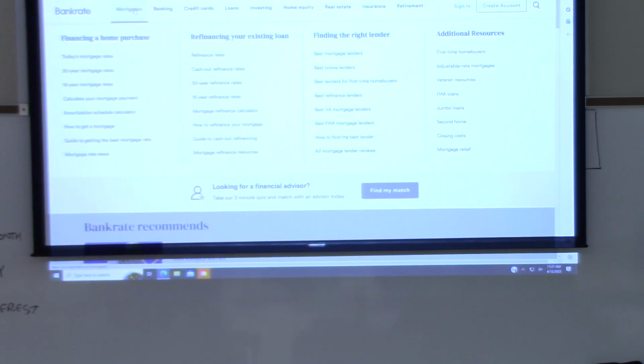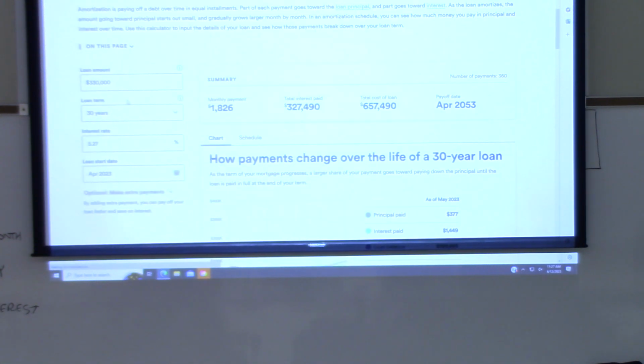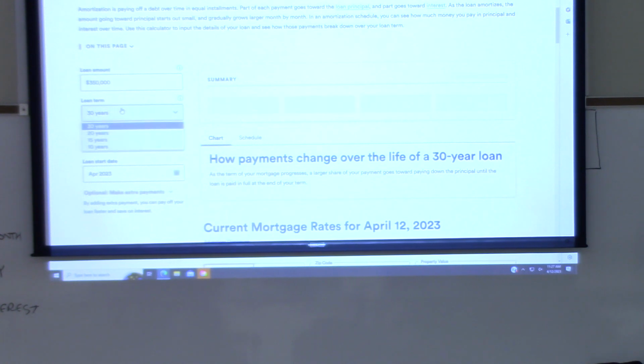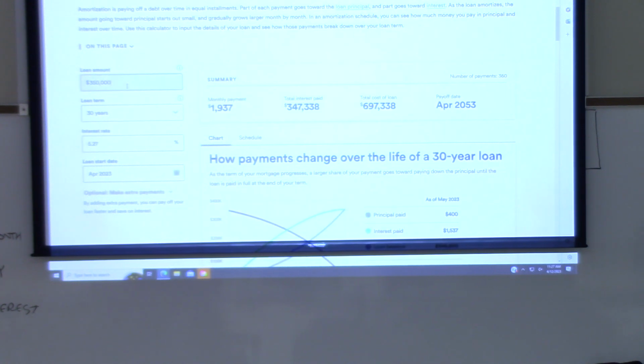Mortgages. Do y'all see it anywhere here? Mortgage calculator. Calculate your mortgage payment under the 15. Here we go, this one. All right, there we go. Hey, look, they almost had it, $350,000. We're gonna do $350,000.